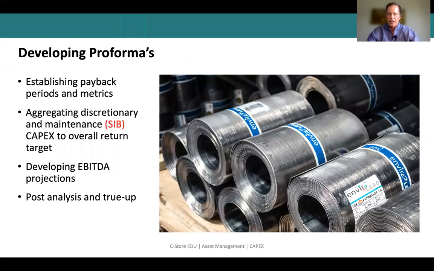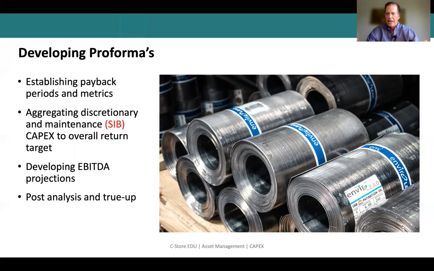Then you're going to start developing these pro formas. You're going to estimate what the payback periods are, and what the metrics are that we're going to use to measure the success and failure of each of these projects. We're going to look at an overall aggregate target for both discretionary and maintenance. So if that target is 15 to 20%, and you know that on your SIB projects you're probably going to get 0%, that puts more pressure on your discretionary projects to deliver 20, 25, 30% to help balance it out and hit that aggregate target.